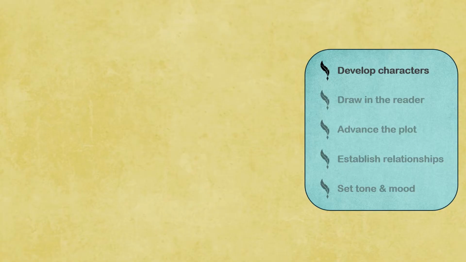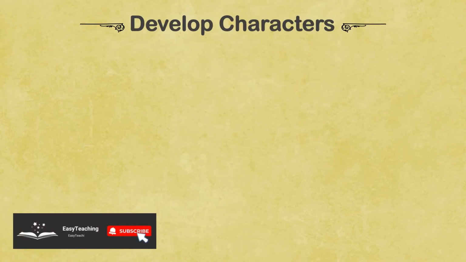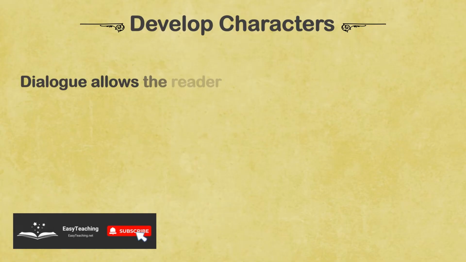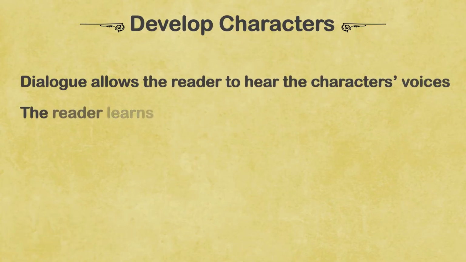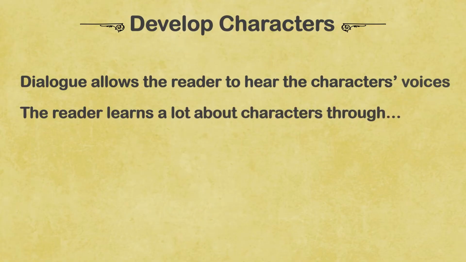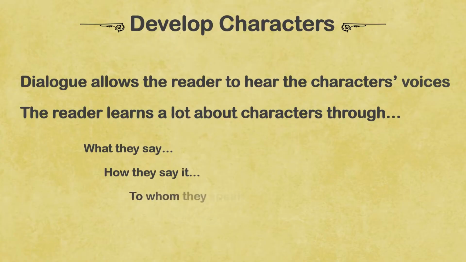Number 1. Use dialogue to develop characters. Dialogue allows the reader to hear the characters' voices. The reader learns a lot about the characters through what they say, how they say it, and to whom they choose to speak. How does the character respond to situations? With humor, anger, kindness, or sarcasm? These all provide engaging details that keep the reader hooked.